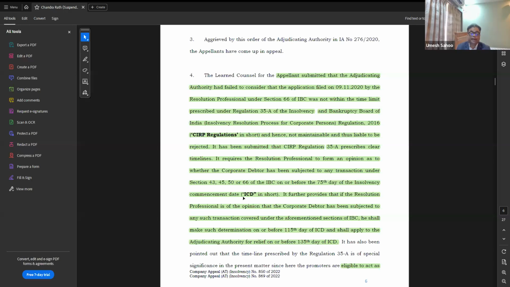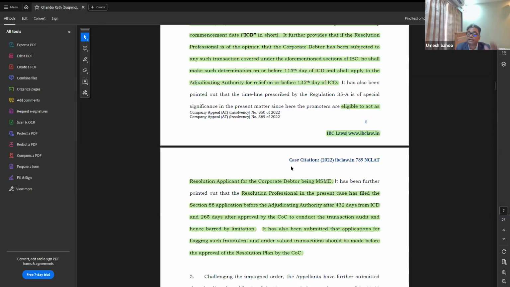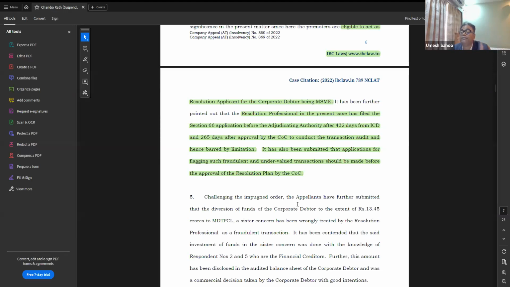The RP has filed the 66 application against suspended directors, but beyond the 35A period. What is mentioned in the Code: 75, 115 and 135 days. Suppose he has filed, but in this case he has justified. This was in my bench, the Cuttack bench, where I am practicing. So RP had done very good homework, and he has completely shown why there is a delay.